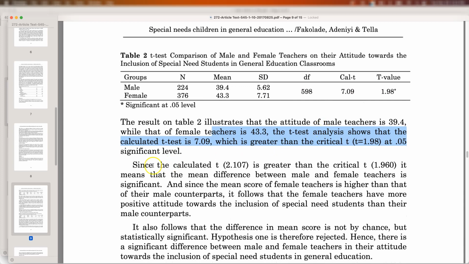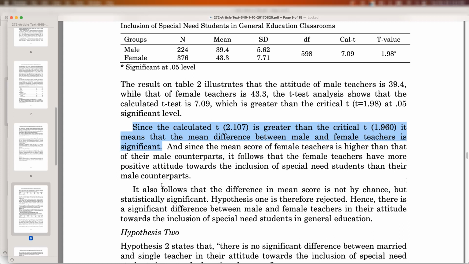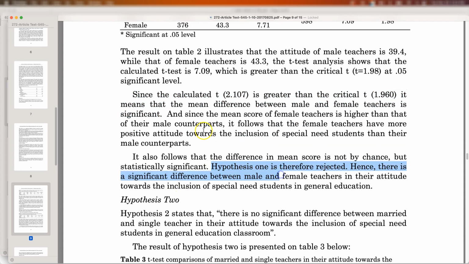All right, and then they follow up. They say, okay, since the calculated t-value was greater than the critical t-value, the mean difference between these is significant. So therefore, they're seeing, yes, there is a difference in attitude based on gender. And so they say, because we found that difference, hypothesis 1 is being rejected because they found that significant difference. So basically, they found that they rejected their null hypothesis.